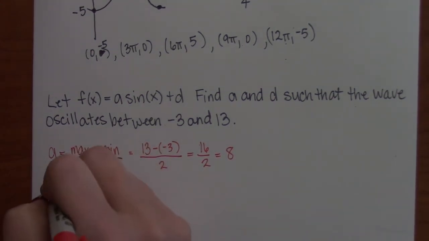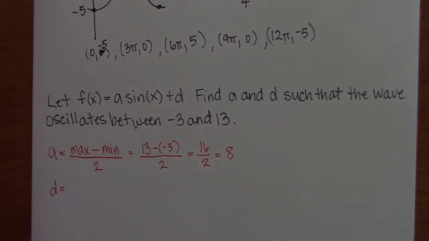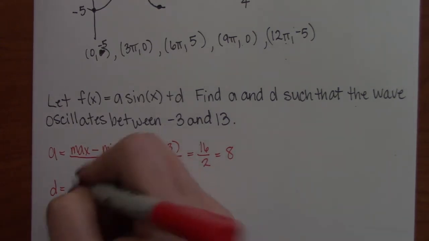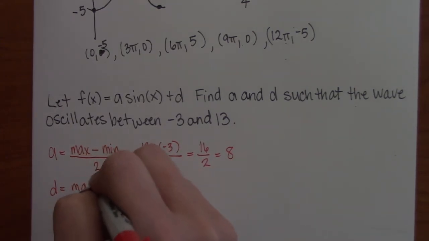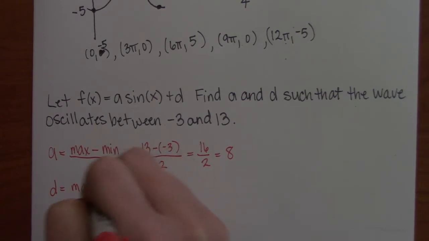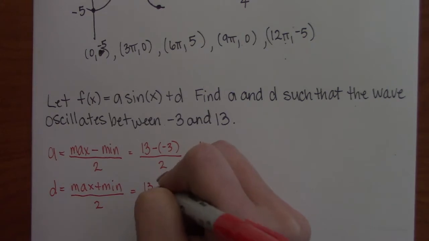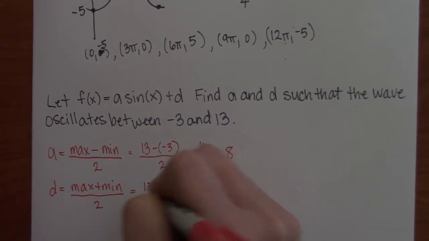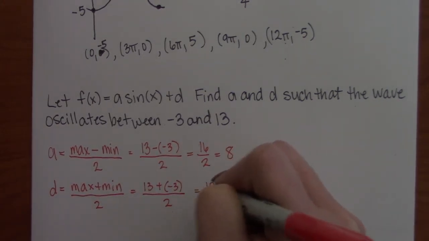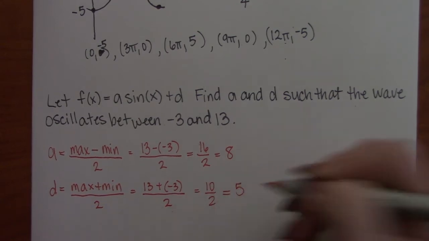To get the vertical shift, that's the middle line of the wave, so you just average the top and bottom together, and that gives you the middle. This time it's 13 plus negative 3 over 2. We get 10 over 2, which is 5.